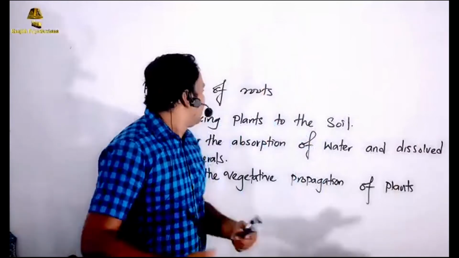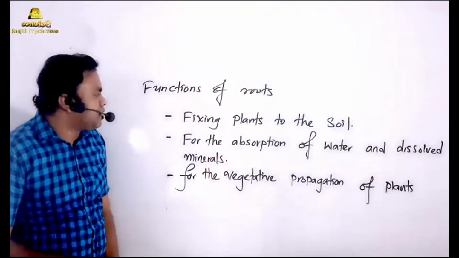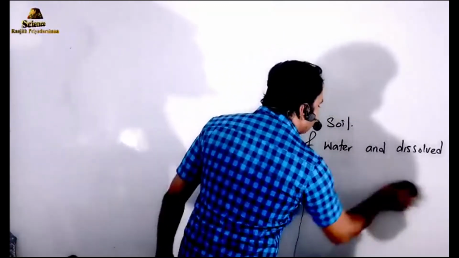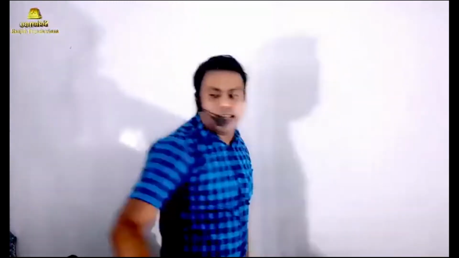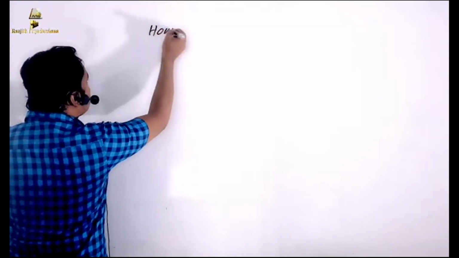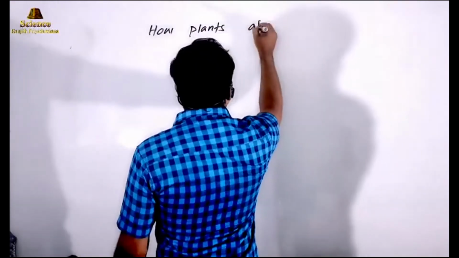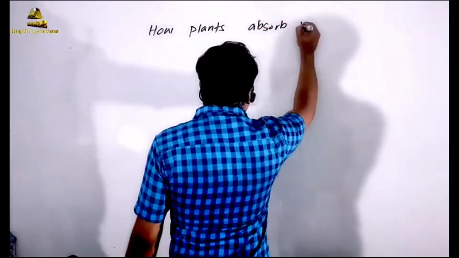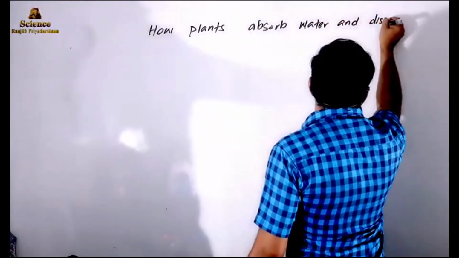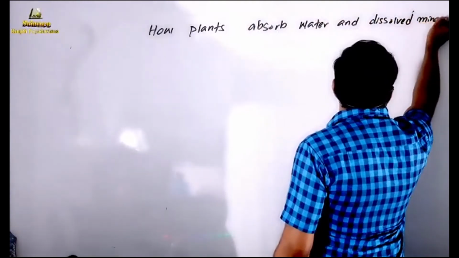Okay, now look at this. Yes, let's draw. And we are going to study the absorption of water and dissolved minerals, how it happens in a plant. Yes, plant roots help to absorb. How plants absorb water and dissolved minerals.